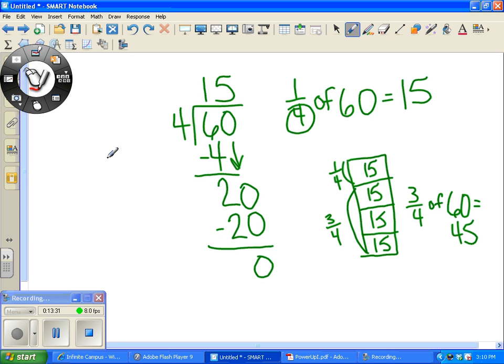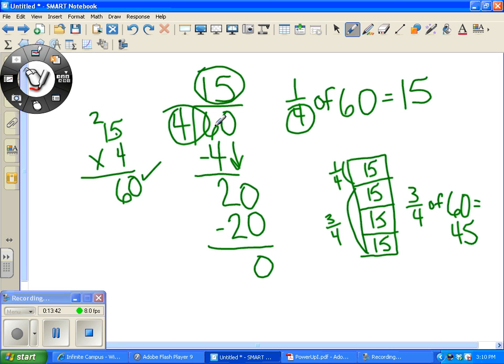We know we're right because if we multiply 15 times 4, watch this. 4 times 5 is 20. 4 times 1 is 4, plus 2 is 6. And look, check, check, 60, 60.